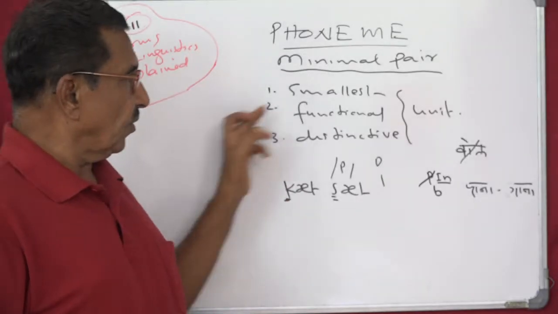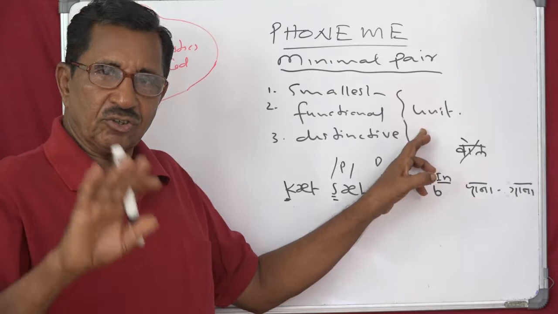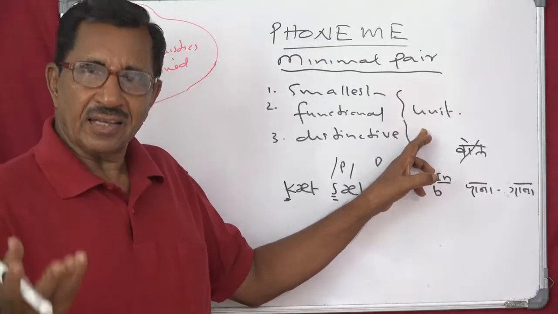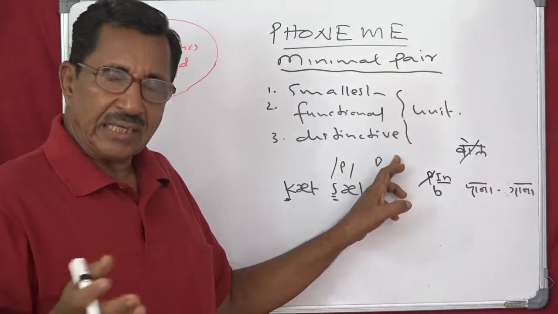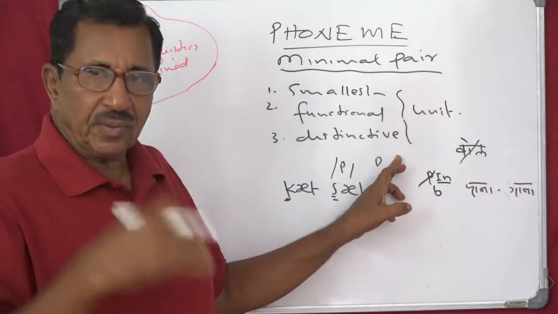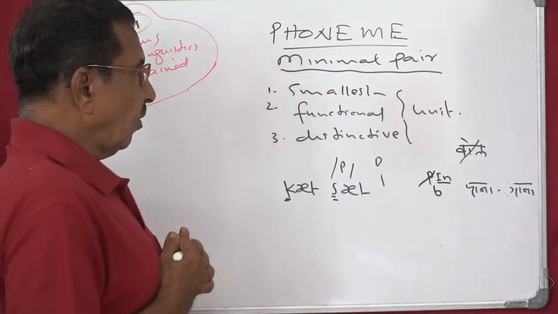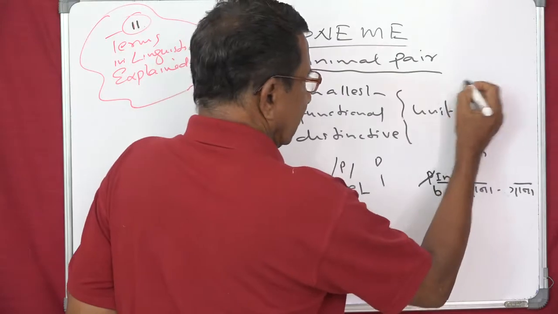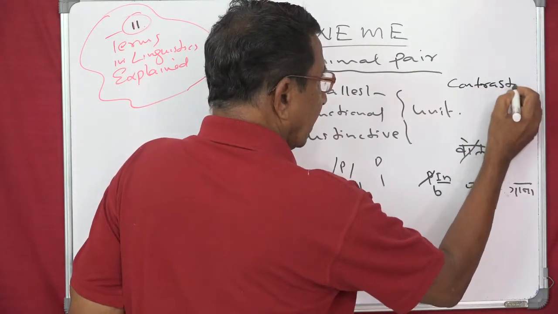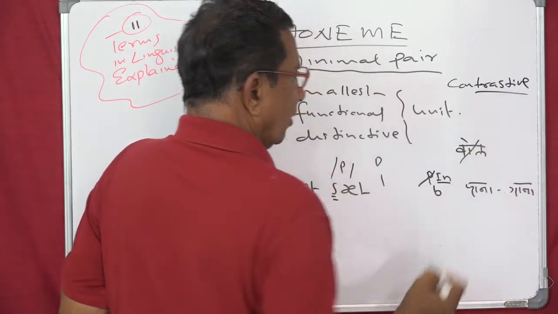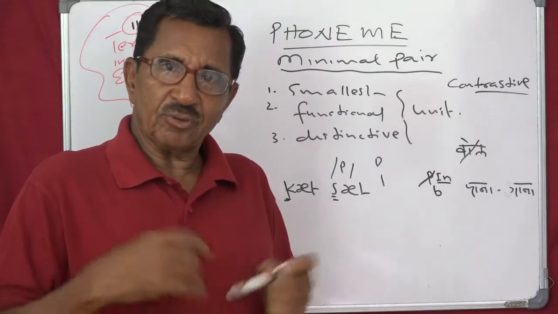So the first point is that the phoneme is the smallest unit, you cannot divide it further. Second is function. The function is to show the difference between utterances of words. This happens because these are distinctive units, or as they say, all the phonemes in a language are contrastive. They have a differential relation, each one is different.